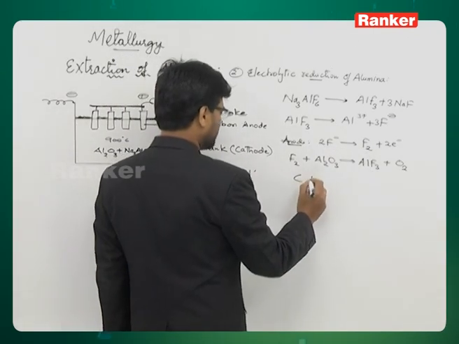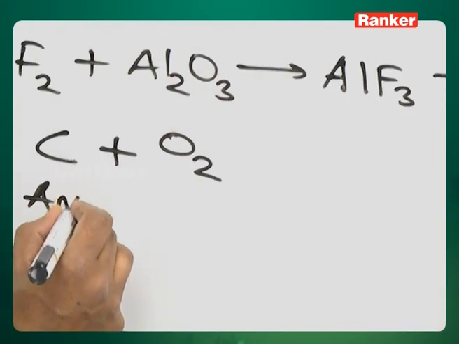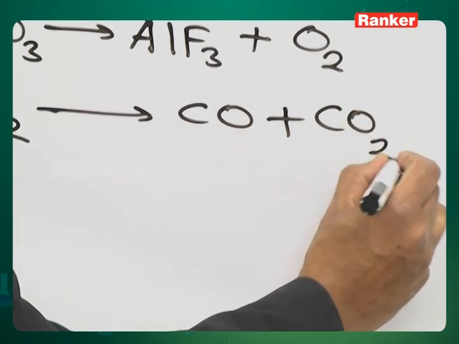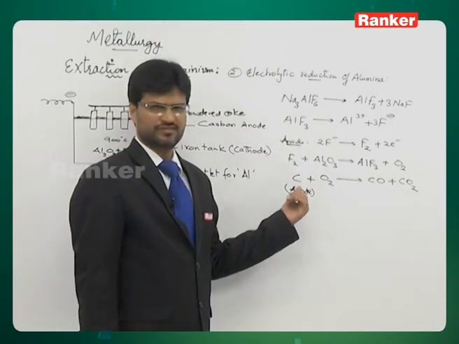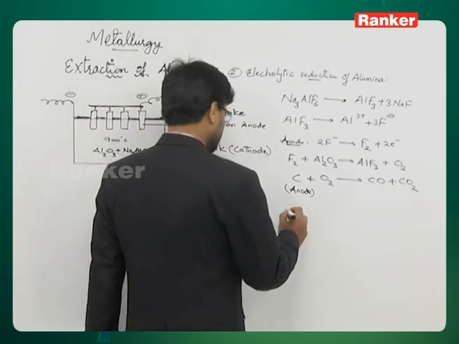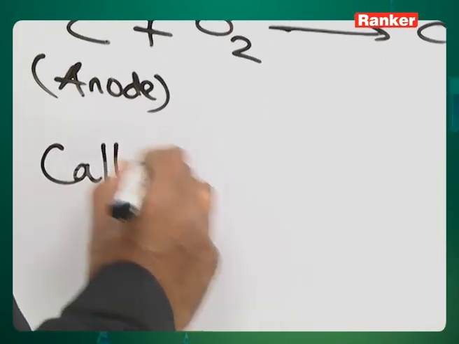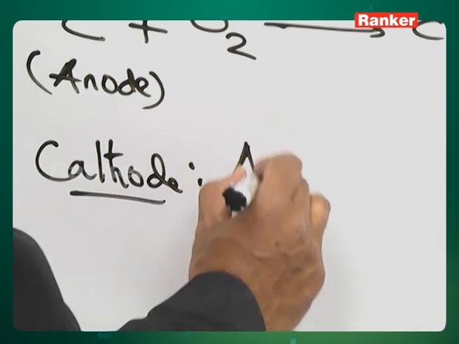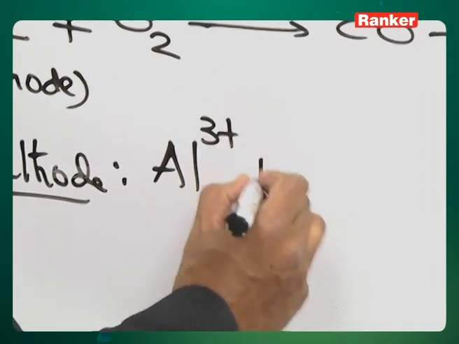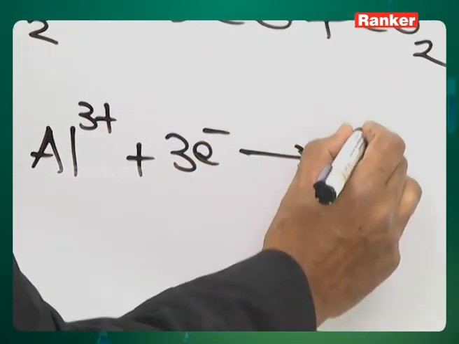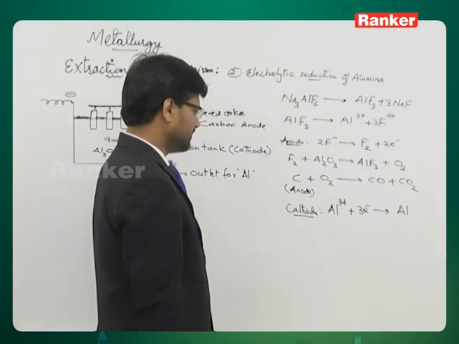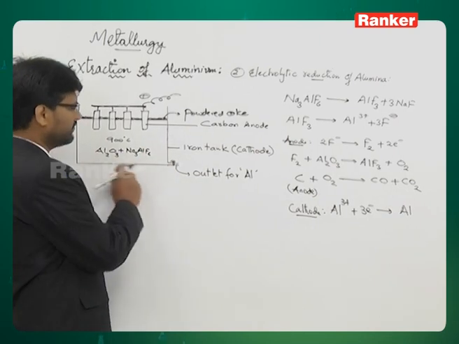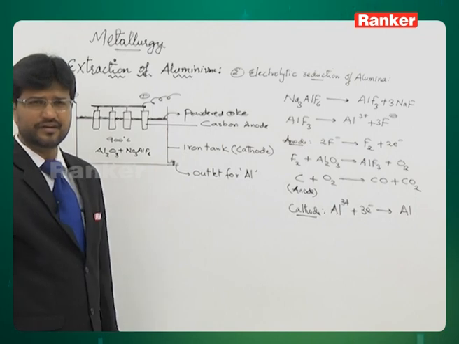This O2 will attack carbon of the anode and what comes out is a mixture of carbon monoxide and carbon dioxide. So, anode is burnt off in this process. Now, what happens at cathode? At cathode, Al3+ picks up 3 electrons and becomes aluminium metal. This aluminium being heavier will reach the bottom and it can be recovered from the outlet which is provided at the bottom.